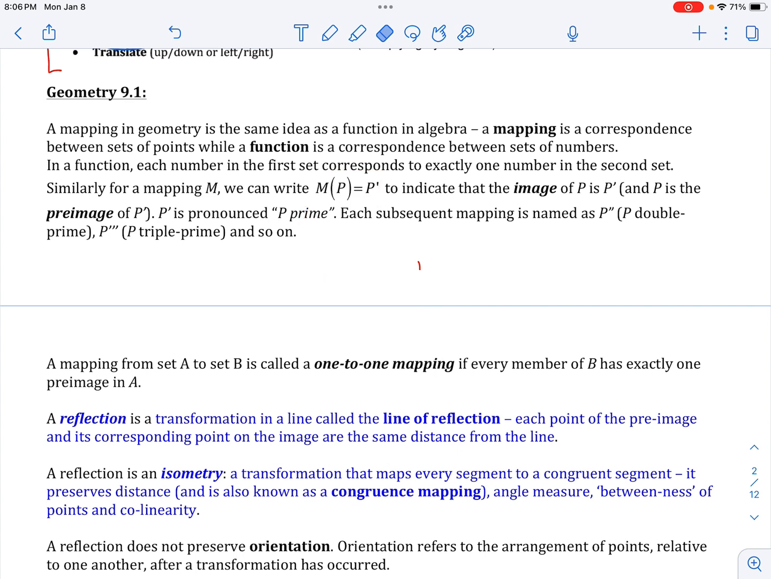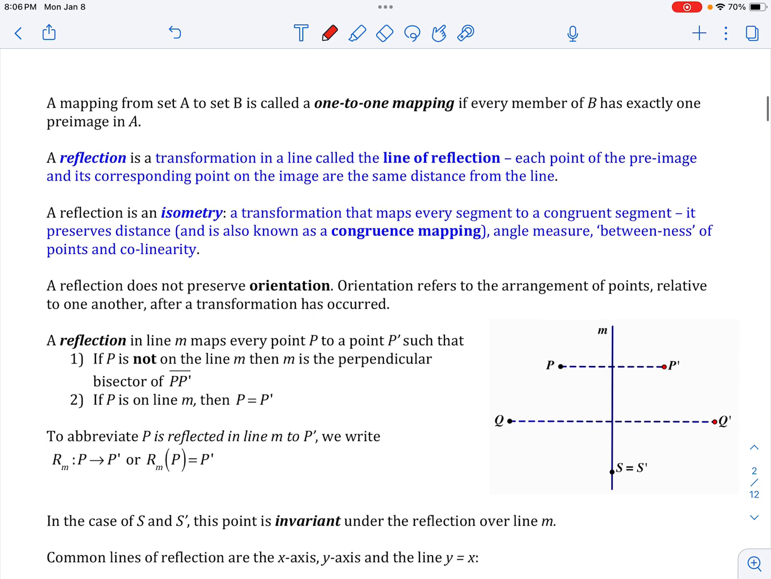Some terminology here. The point before it gets mapped is called the preimage. And then after you send it through the mapping and it comes out, it's an image. This terminology is probably not going to trip you up too bad, so I don't want to spend too much time on it. A mapping, this looks kind of familiar, right? A mapping from set A to set B is called a one-to-one mapping if you can tell where everything came from. Like if every output came from exactly one unique input. And then we get right into defining some specific ones.